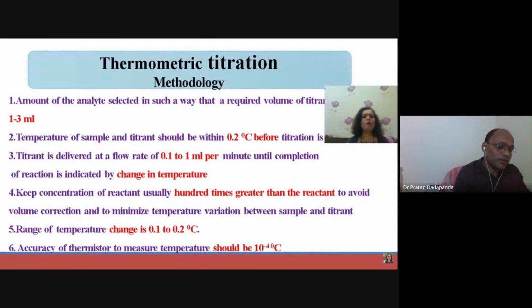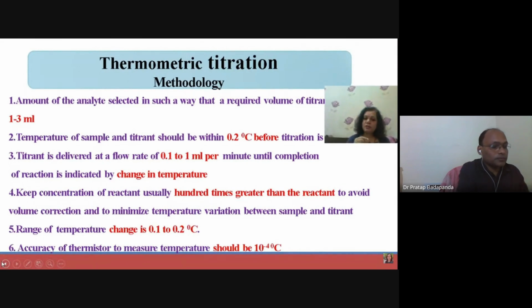Now, while performing the titration, what specific methodology do I need to follow while choosing the analyte, while choosing the particular titrant, while carrying out the reaction? The amount of analyte which I have selected should be such that the volume of titrant needed to add during the reaction to measure the change in temperature should not exceed between 1 to 3 ml.